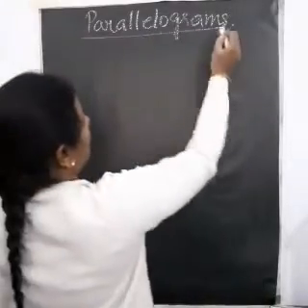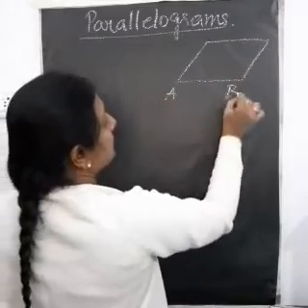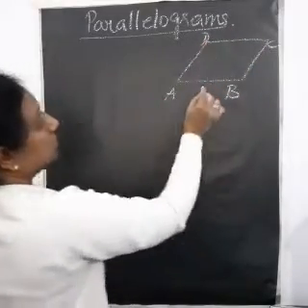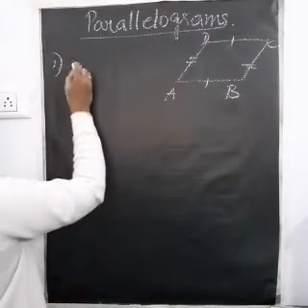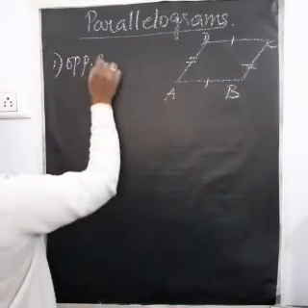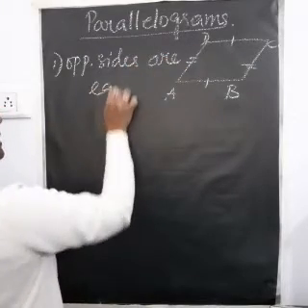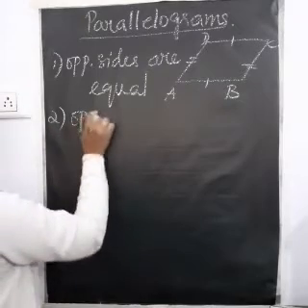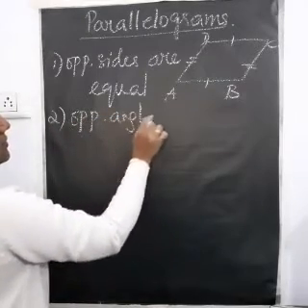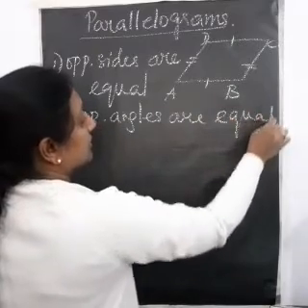In a parallelogram, say we have a parallelogram ABCD. We find opposite sides are equal, correct? First property is opposite sides are equal. Then what is the next property that we learned? Opposite angles are equal. That also we learned, right?